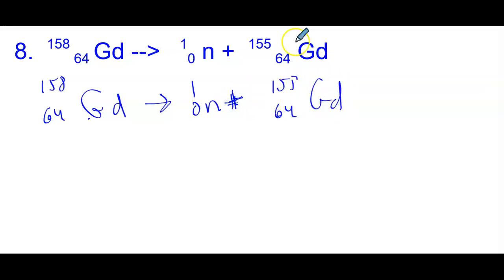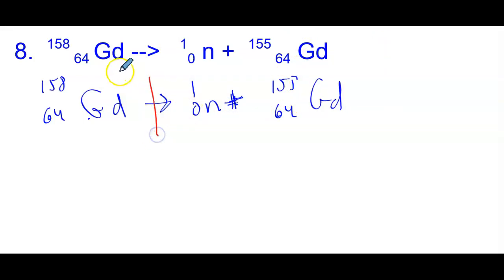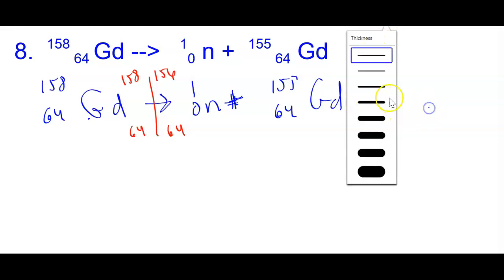It could be, but we got to check the math. So let's split it and check it to see if it's balanced or equal. I've got 158 and 64. Over here I got 156 and 64. So it is not balanced. So I need to put in what's missing, just like we've been doing.